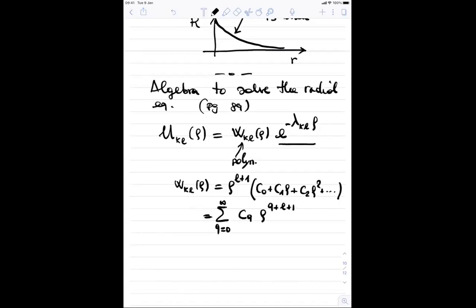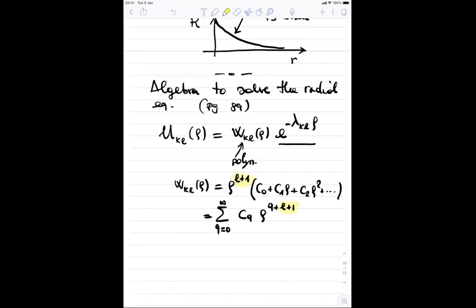Obviously, the L plus 1 comes from this, right? While the Q takes care of all other terms. The C0 is the constant, C1 is power 1, C2 power 2, and so forth.